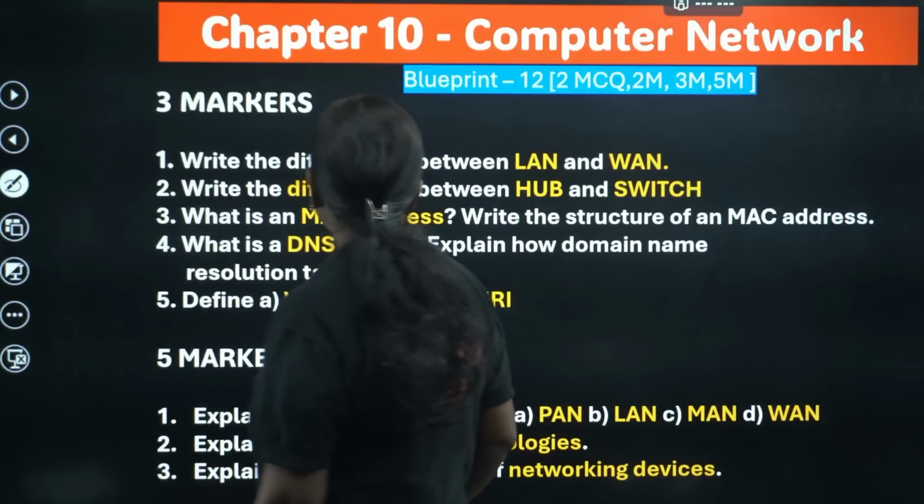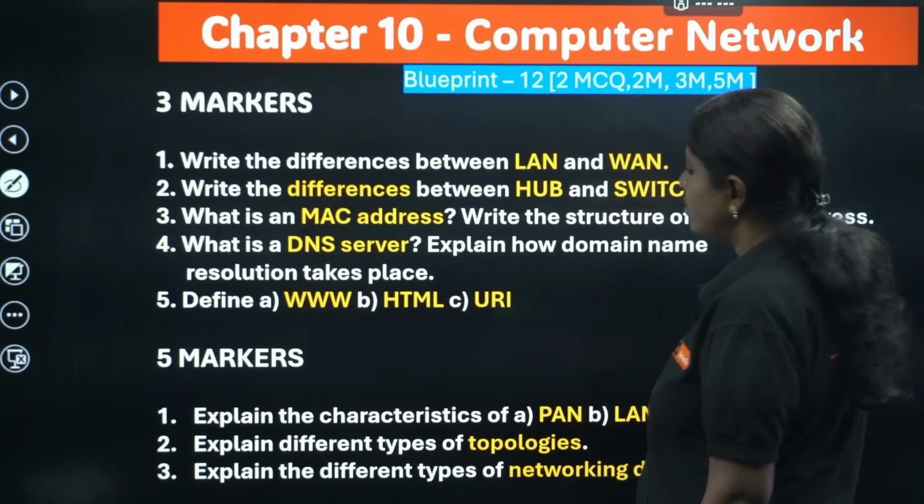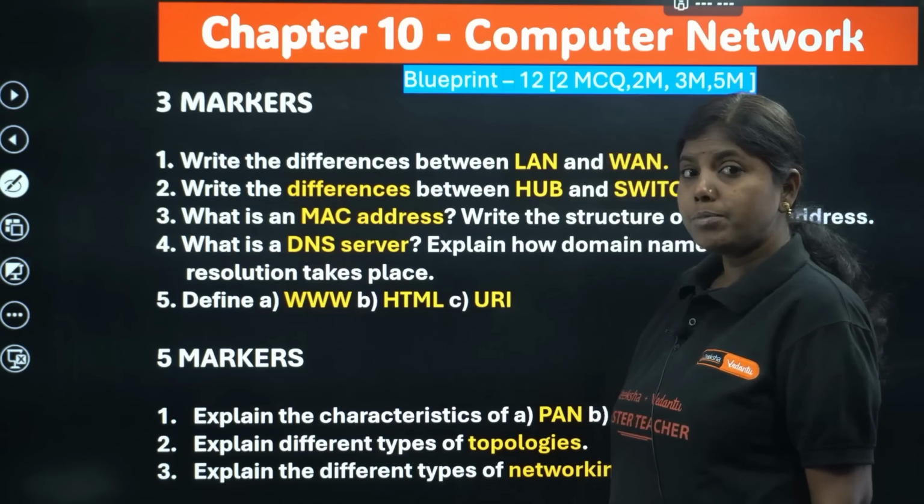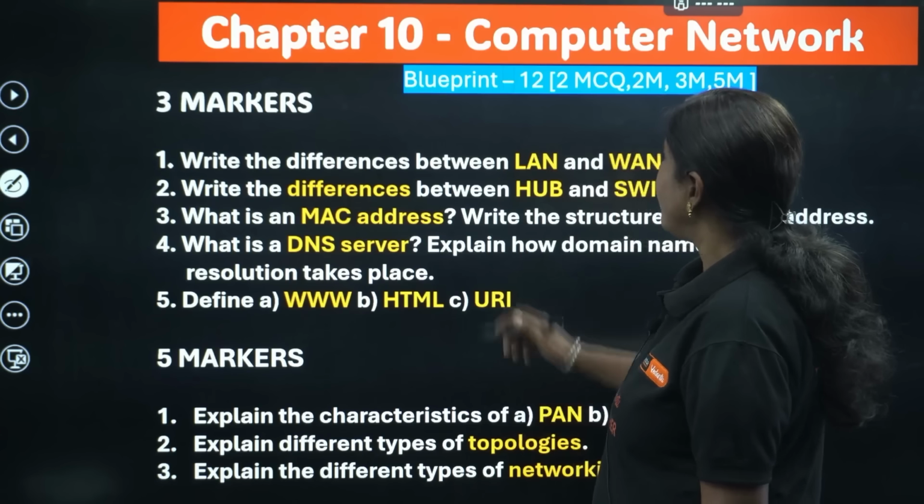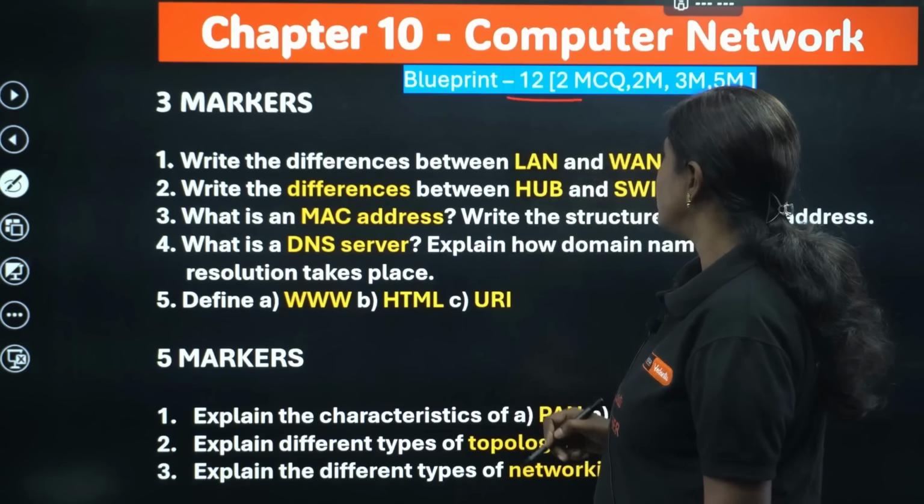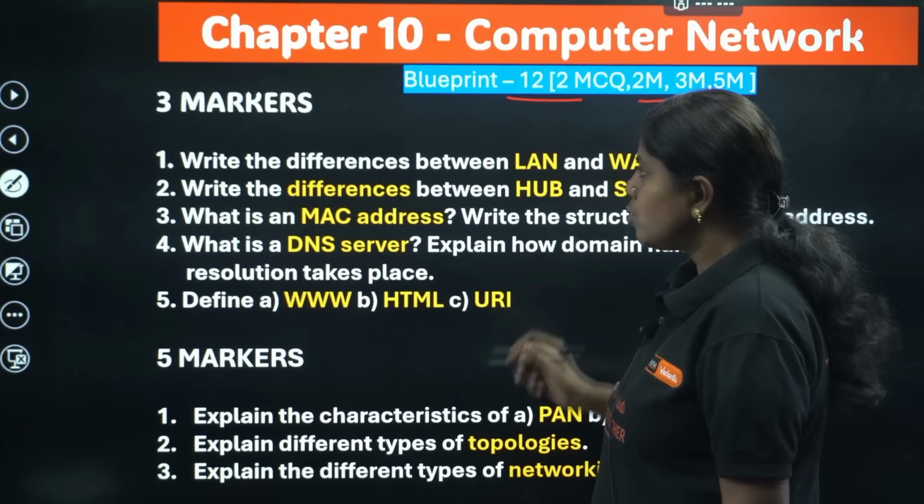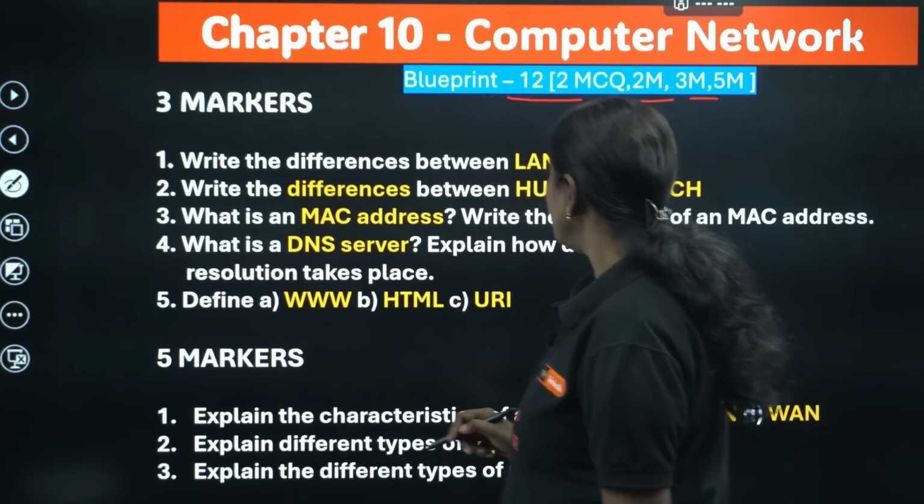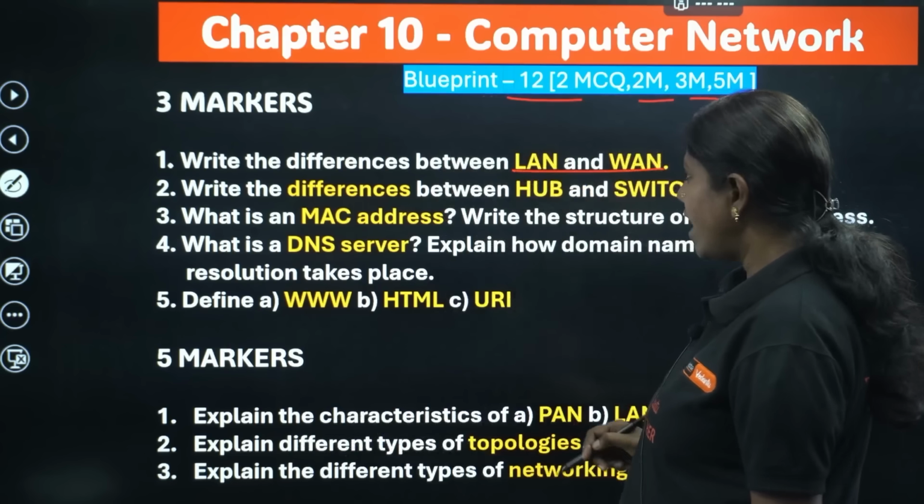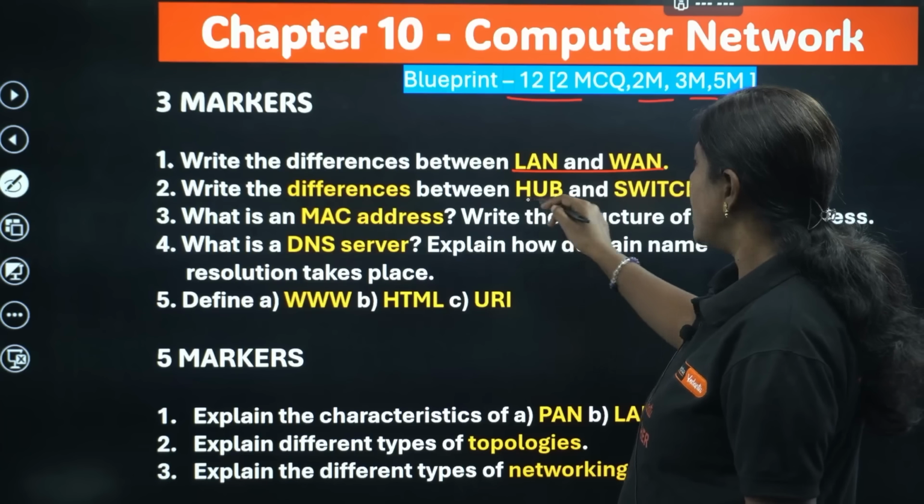We'll go for the next chapter. That's going to be chapter 10, computer networks. In computer networks we have totally 12 marks: 2 MCQs, 2 marker, 3 markers and 5 markers. So what are the 3 markers you will be getting? You will be getting the difference between LAN and WAN, and the differences between hub and switch.